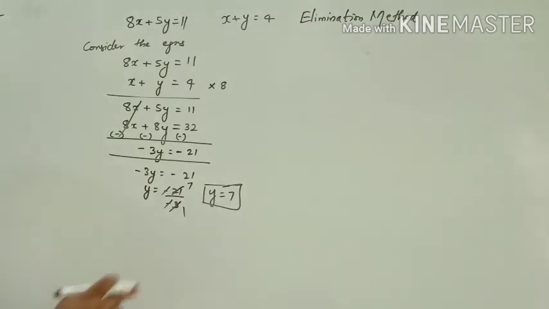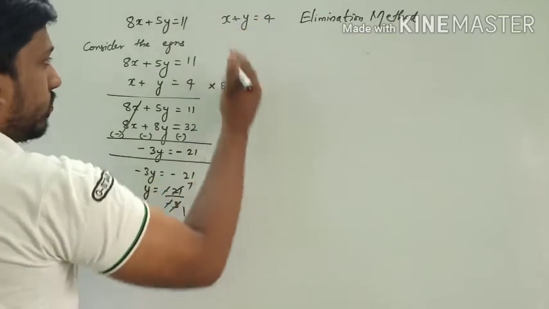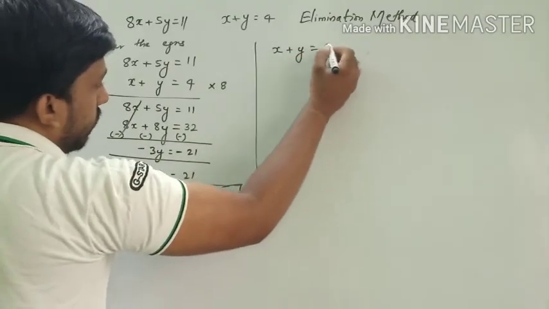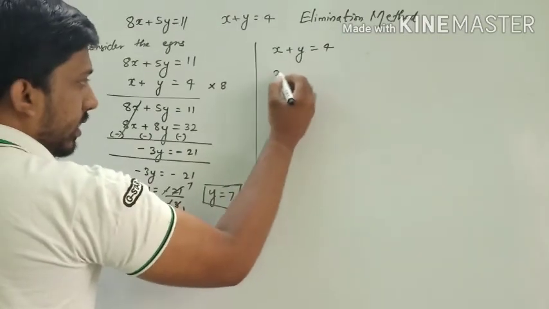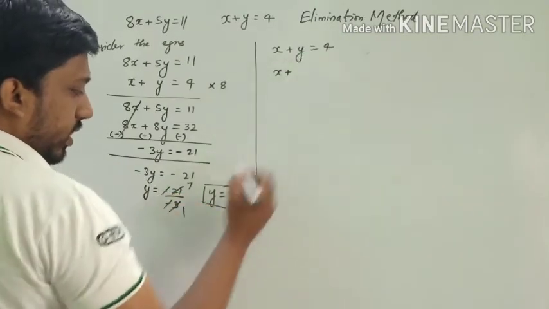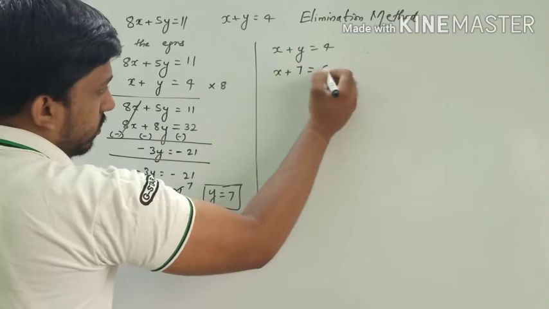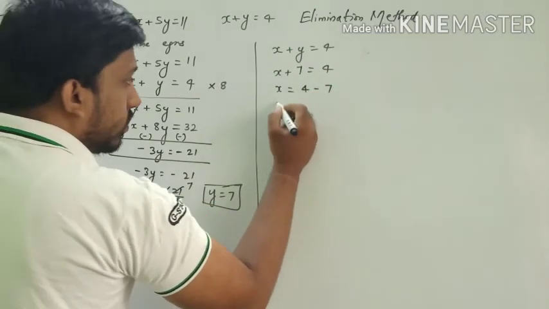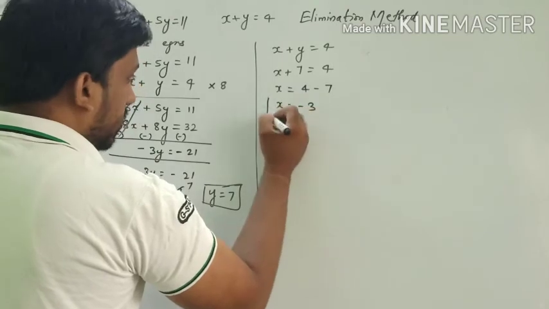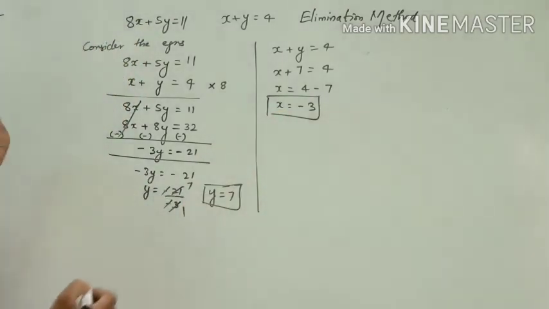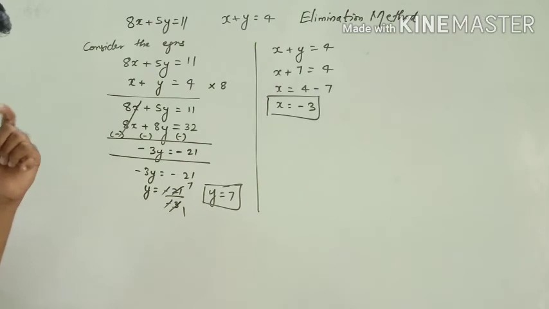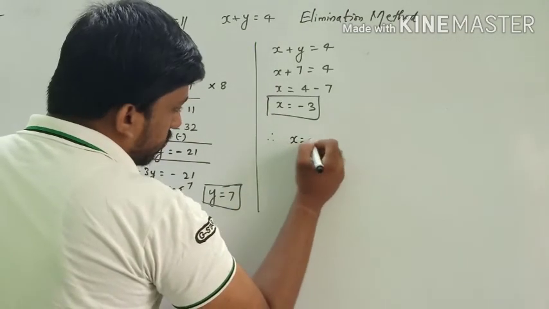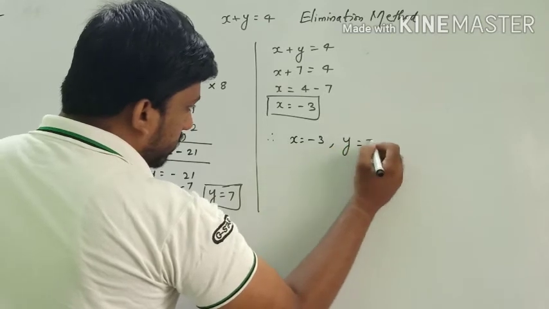We got y. And again take this and substitute in any one of the equations. So let me consider this equation, x plus y is equal to 4. So in the place of y, I am going to substitute 7, right? x plus 7 is equal to 4. So x is equal to 4 minus 7. So x is equal to minus 3. Okay. So therefore we have x is equal to minus 3 and y is equal to 7.